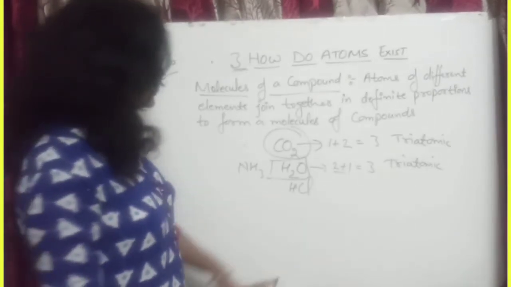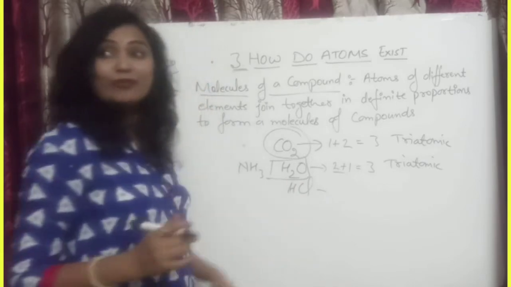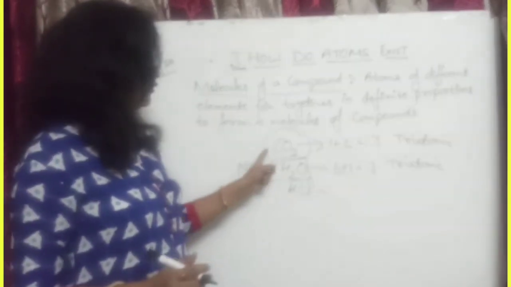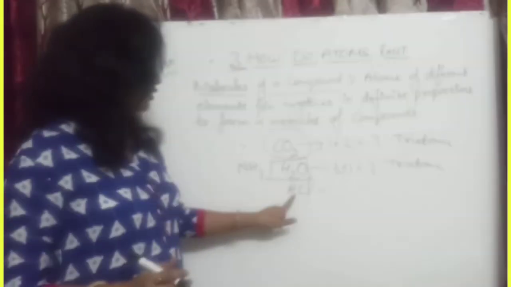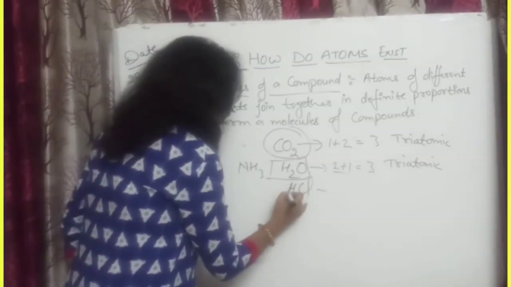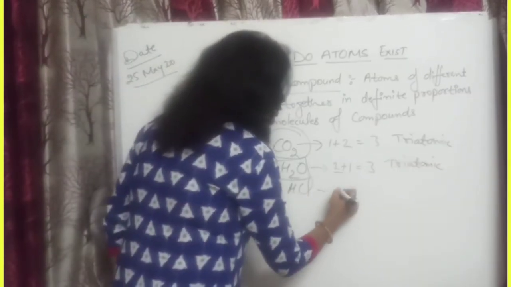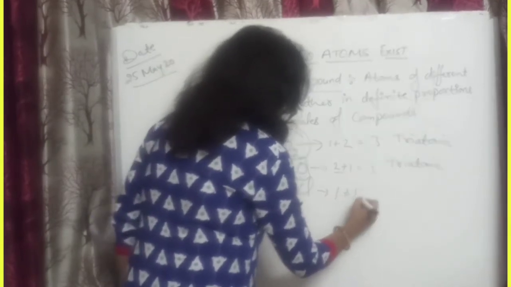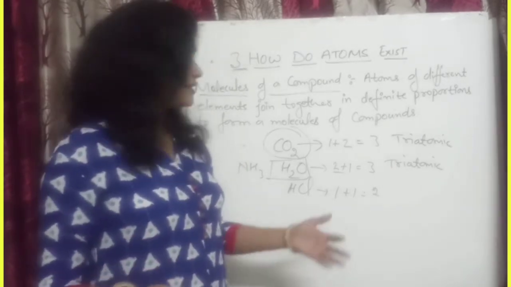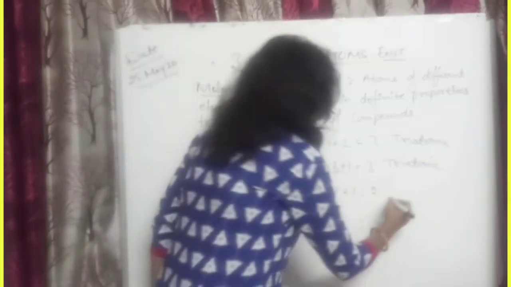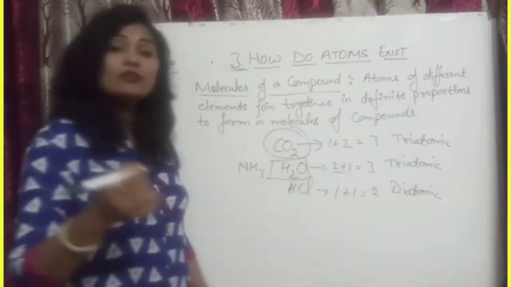If we take another example, HCl. HCl is formed by the combining of 2 elements. These are different elements, like carbon, oxygen, hydrogen and oxygen, hydrogen and chlorine. So these are different elements. These combine together and form a compound. Here hydrogen consists of 1 atom and chlorine consists of 1 atom. So it contains 2 atoms. So it is known as diatomic. So this molecule is also a diatomic molecule.